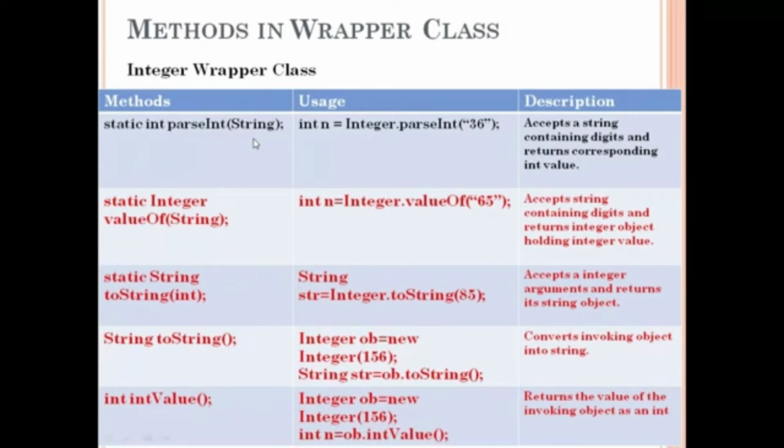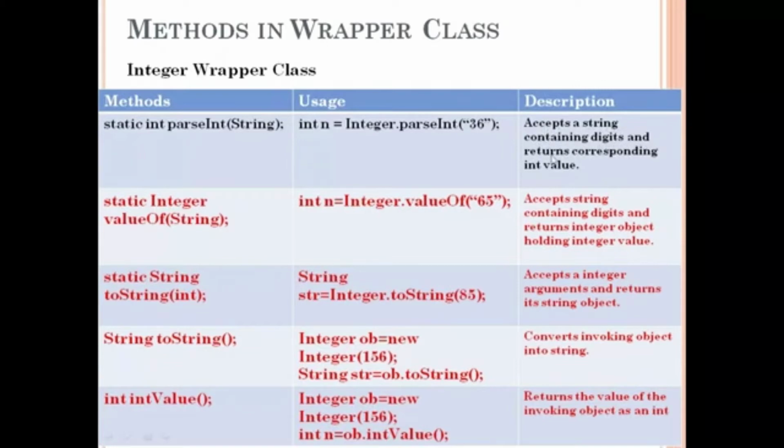For example, here it is int n equal to Integer. Integer is a wrapper class. Dot parseInt("36"). This is a string. When you pass a string here, it will convert it into integer data type. Here it is a description: accepts a string containing digits and returns the corresponding integer value.